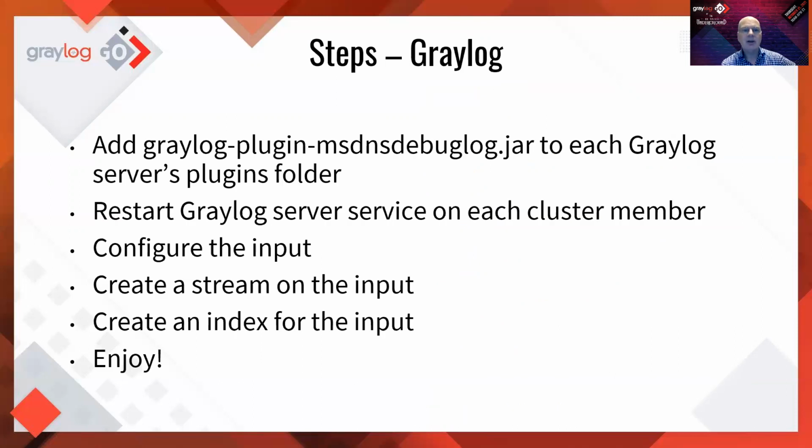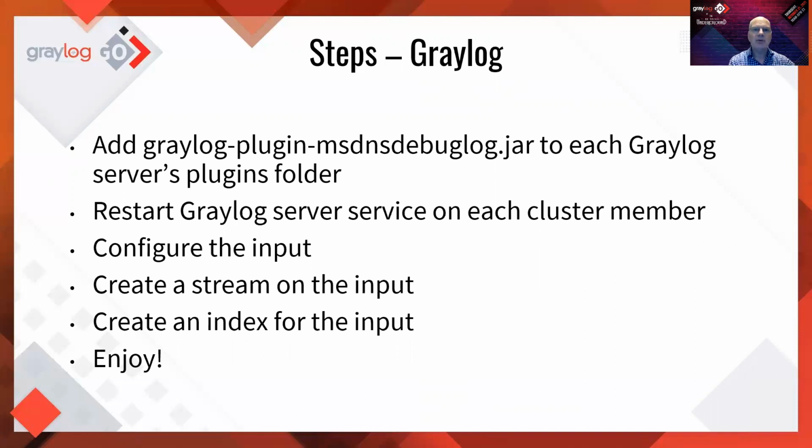So what we have to do on the Graylog servers, if you have 1 or more, each Graylog server is going to need this Java plugin dropped into the plugins folder on the machine. So everyone will need a copy of that jar file. And then you'll have to restart the Graylog service on each of those cluster members on every machine that you add this plugin to. Then you can configure the input. We're going to create a stream on that input. We're going to create an index for the input. And then we are going to enjoy the ability to look at our AD DNS debug logs in a format that humans can read and understand.